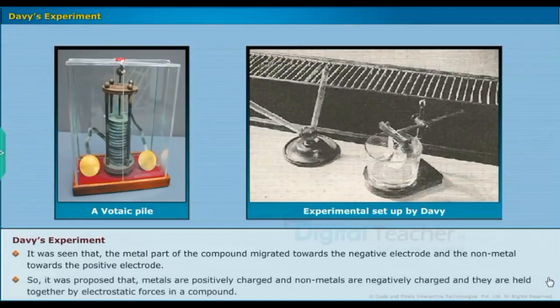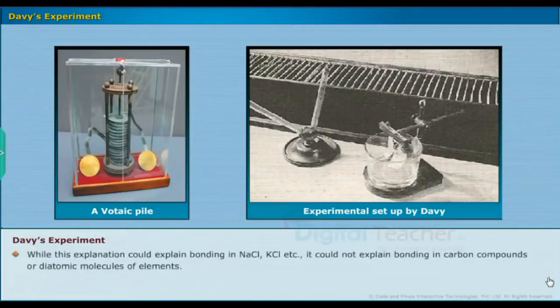So it was proposed that metals are positively charged and non-metals are negatively charged, and they are held together by electrostatic forces in a compound. While this explanation could explain bonding in sodium chloride, potassium chloride, etc., it could not explain bonding in carbon compounds or diatomic molecules of elements.